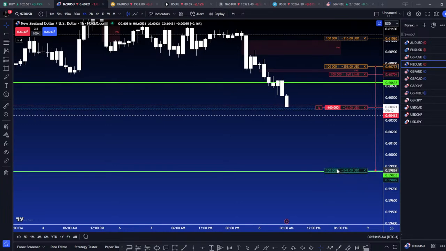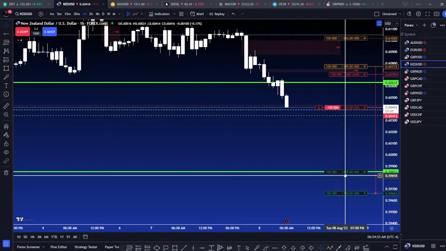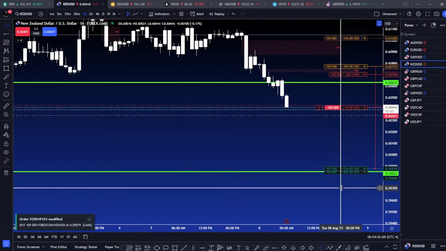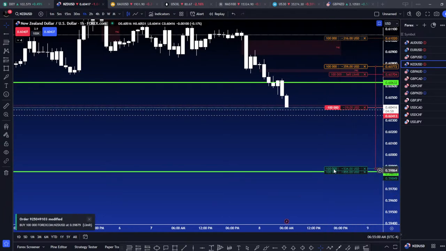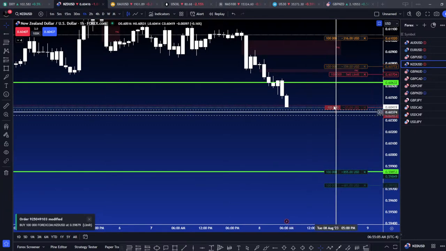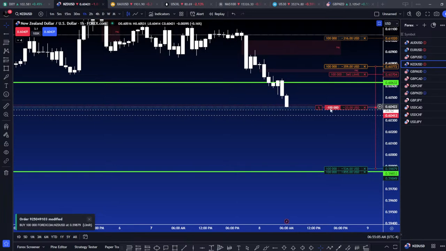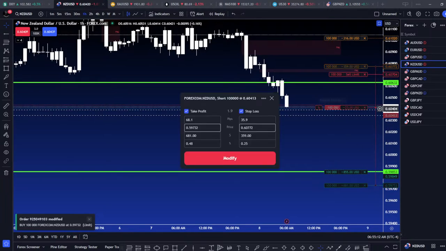So here is my sell now trade. Actually, I'm going to put it just a little bit below support, because I do feel like it'll break. All right, hold on. Come on. All right, there we go. So for our sell trade right now, I'll give you guys those numbers for our market sell order on New Zealand dollar. So NZD USD.